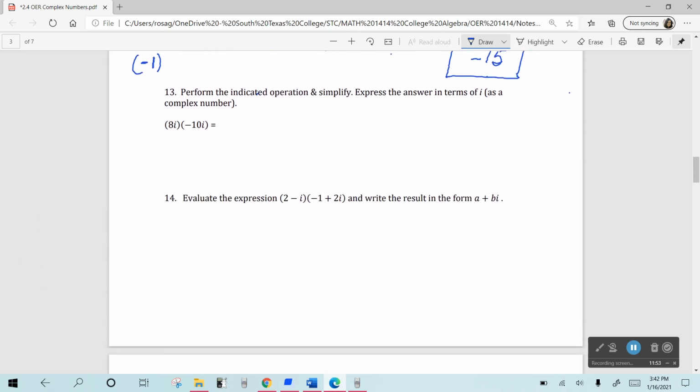Now let's try this one. This one is already in imaginary form and it doesn't have the roots. So it's a little easier. You're just multiplying 8 times -10, that's -80. And i times i is i squared. Now remember that the i squared is -1. So that gives you 8.